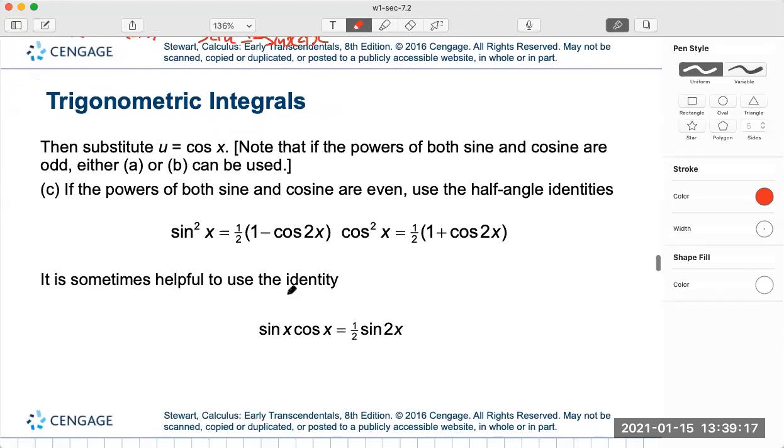And it is very useful to use the half angle identities here. You can look back at the table I gave you yesterday, or here: sine square will be 1/2 of 1 minus cosine 2x, and cosine square will be 1/2 of 1 plus cosine 2x. And sine x cosine x will be 1/2 of sine 2x. But be careful, when we use this formula, the angle is doubled. Okay?